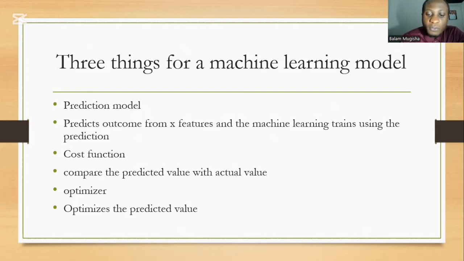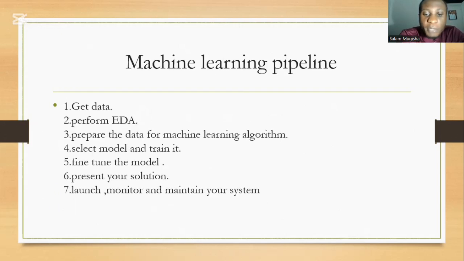Then moving on to the next slide, we have a machine learning pipeline. First of all, what's a machine learning pipeline? This one is a step-by-step process to develop, deploy, and maintain a machine learning model. Under this, we have steps. First, you get the data, you perform the EDA, then you prepare the data for the machine learning algorithm, you select a model and train it, you fine tune the model, you present the solution, then you launch, monitor, and maintain your system. My colleague will continue from there.